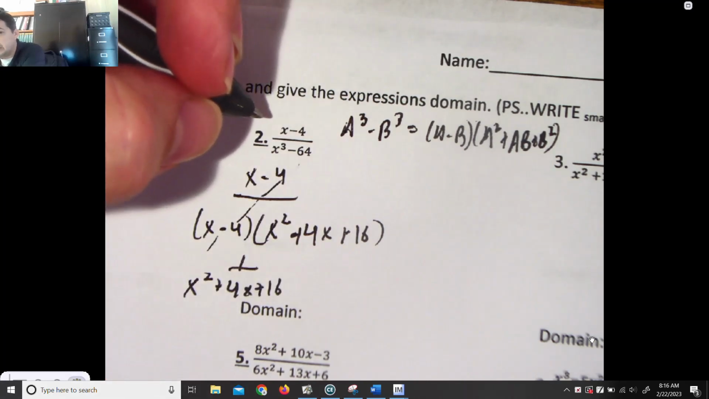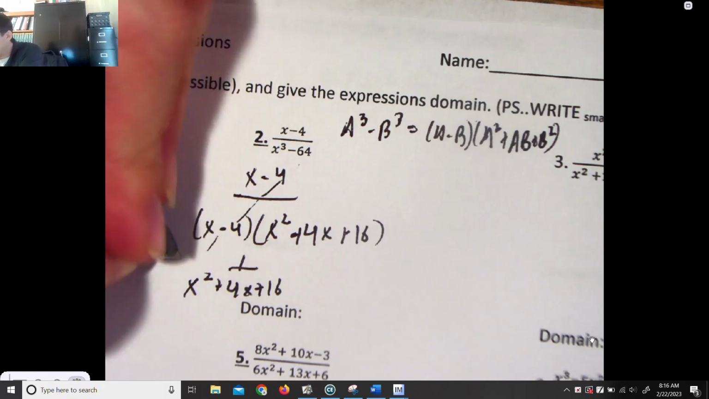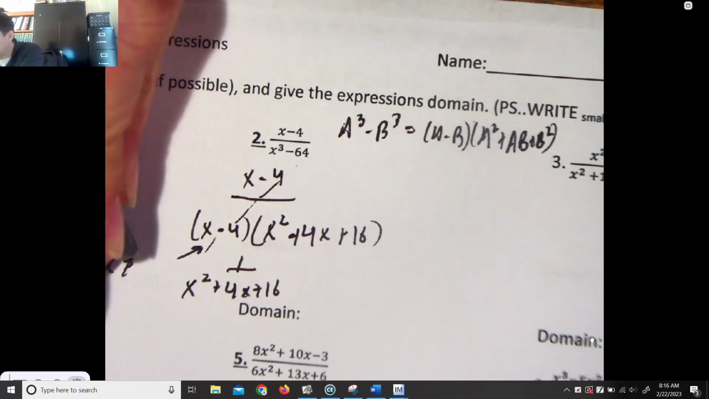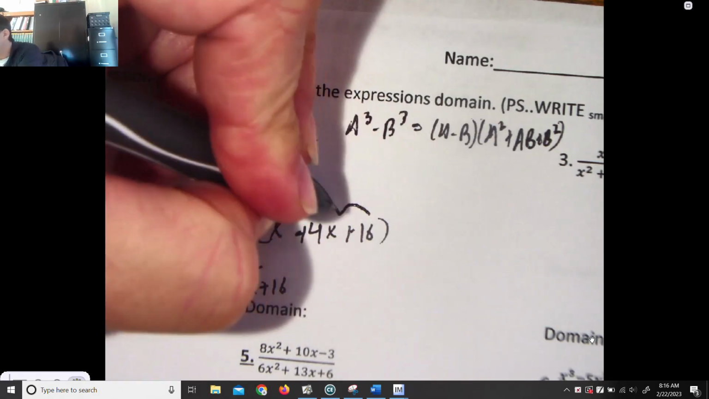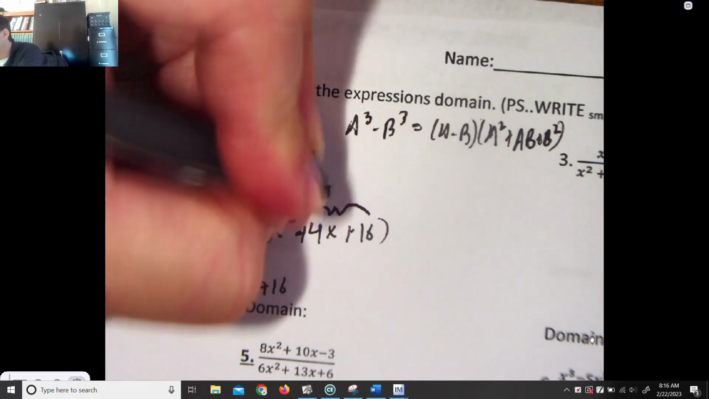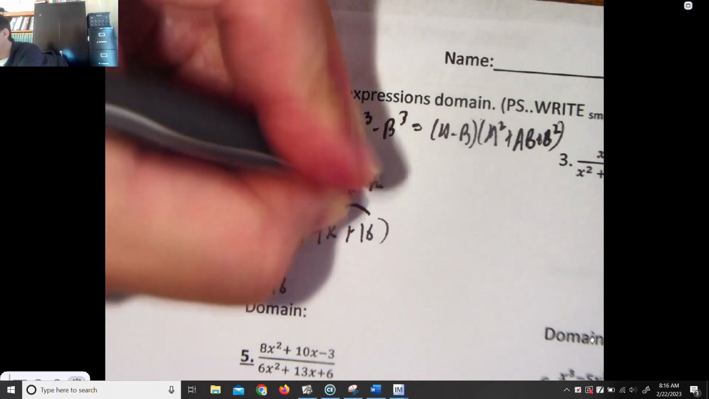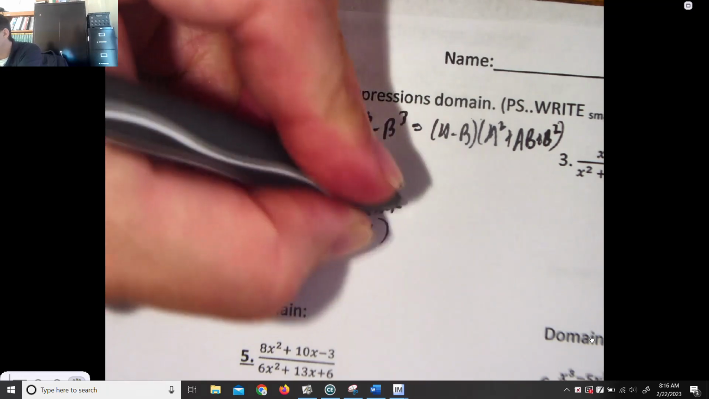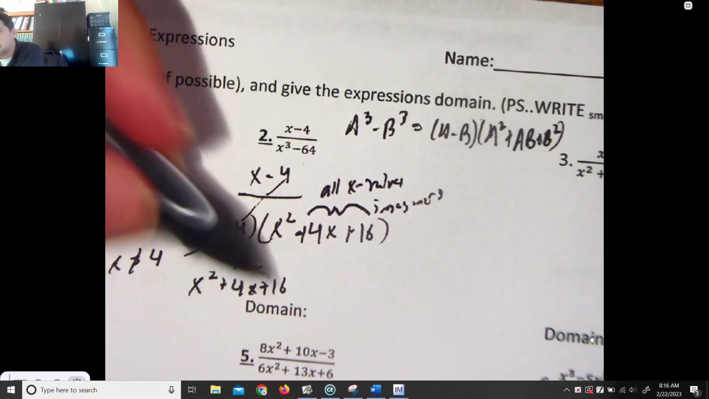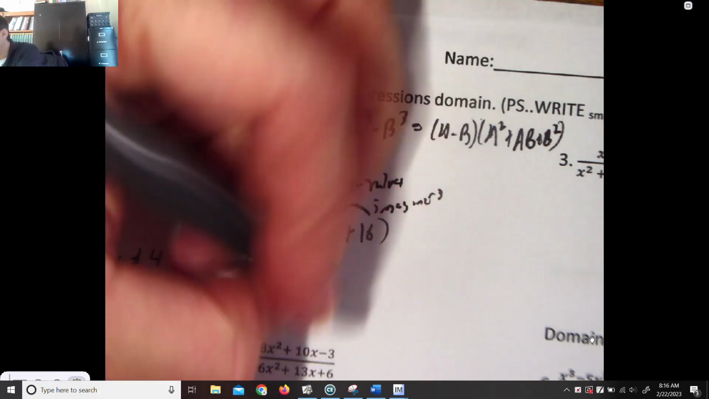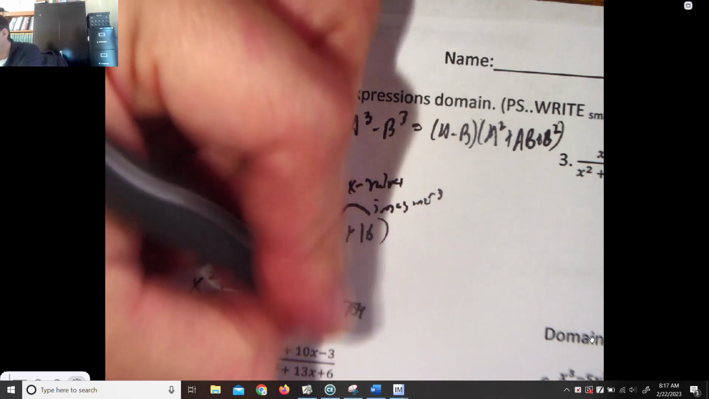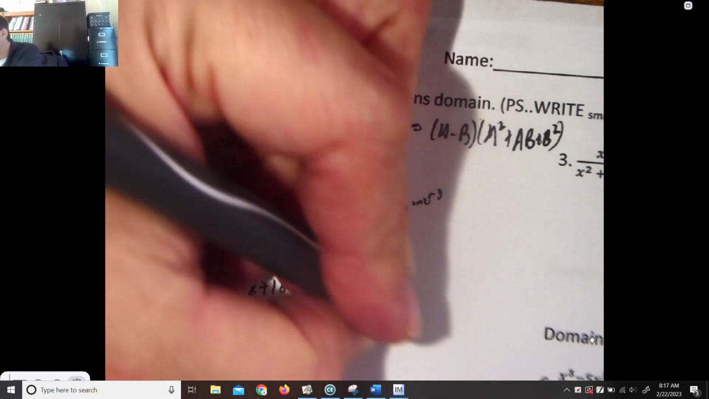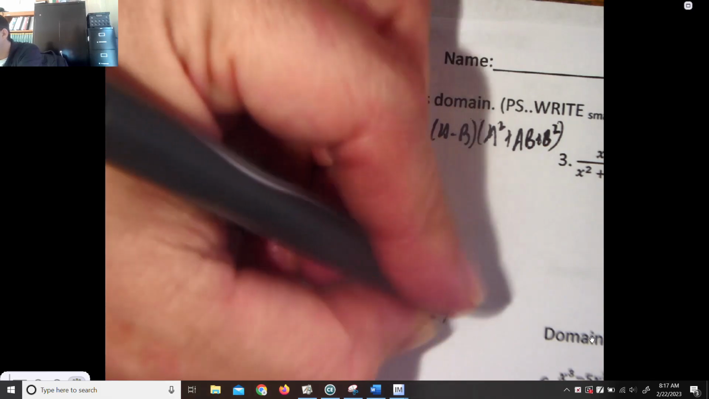Now, what is my domain? Right here, x could not have been 4. Even though you cross something out, it still affects domain. This stuff right here, all x values are imaginary, so that doesn't affect domain. The big deal is x is not 4. I wrote that wrong. All values of x such that x is not 4. It's everything else.